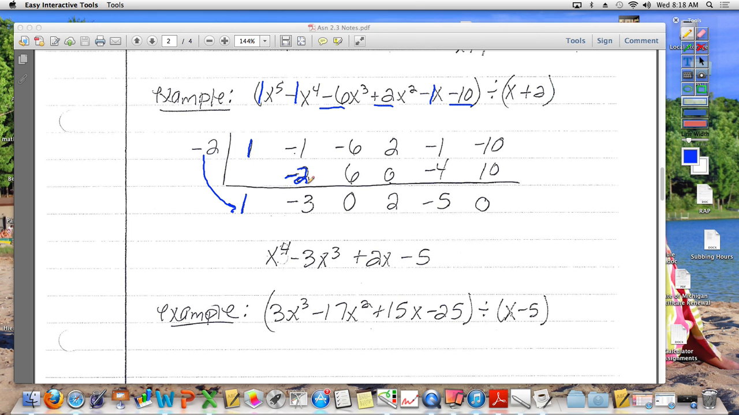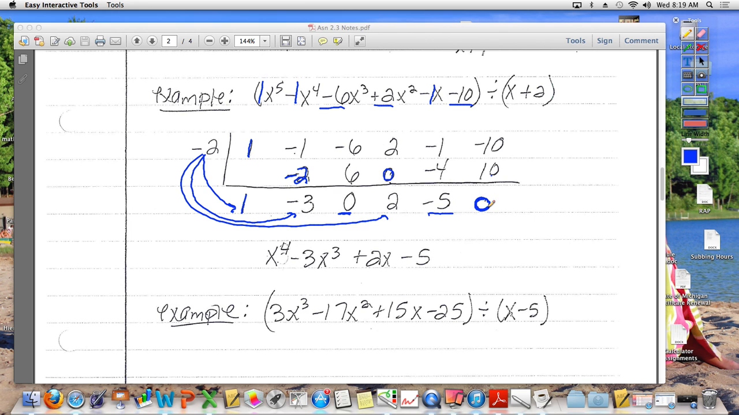You combine a negative 1 and a negative 2 to get negative 3. You do negative 2 times negative 3 to get a positive 6. You add them together, you get 0. Now you take negative 2 times 0, you get 0. You add together 2 and 0, you get 2. Then you multiply negative 2 times 2, you get negative 4. You combine the negative 1 and the negative 4 to get negative 5. Then you do negative 2 times negative 5, it gets you a positive 10. You add it with the negative 10, you get 0.